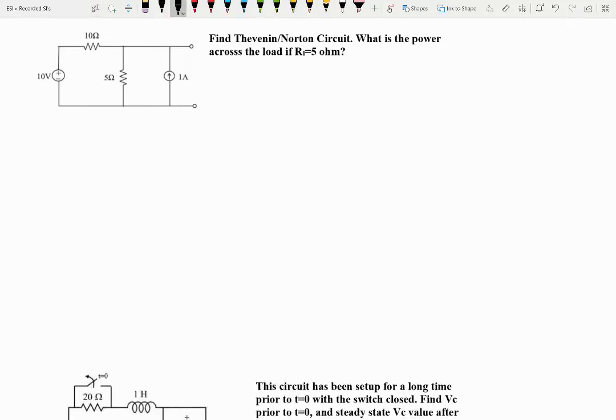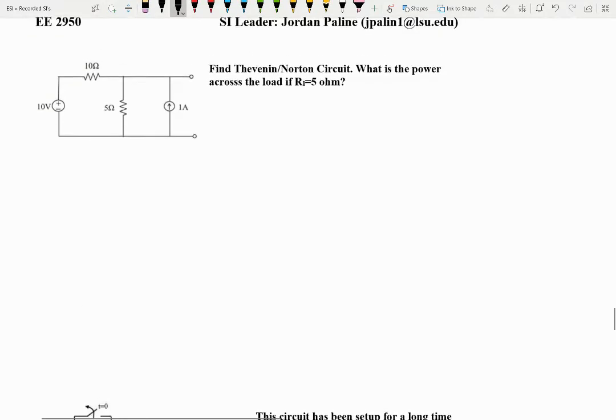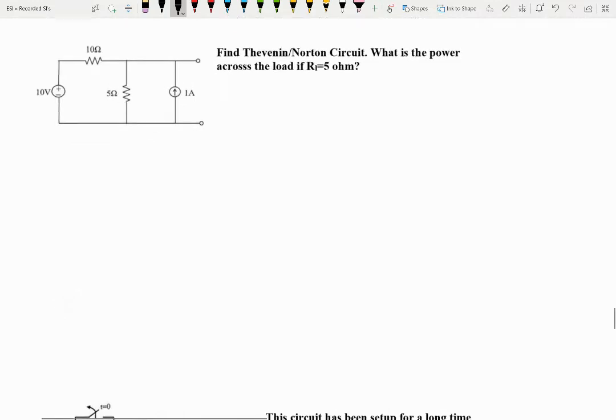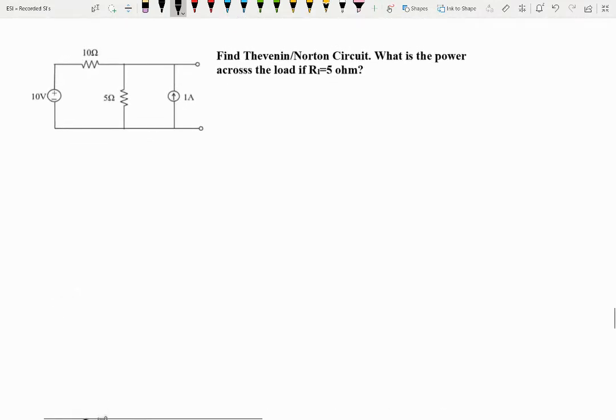Okay. Let's go ahead and look at this next problem that we have here. The Thevenin and Norton circuit, and they want us to find the power if the load resistance is 5 ohms. Okay. So power. They give us this circuit here, and we have 2 sources. We've got this battery and then this current source.